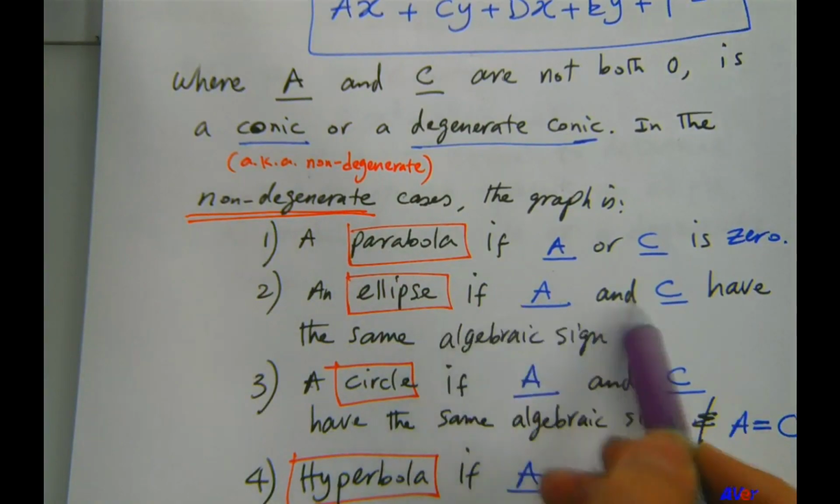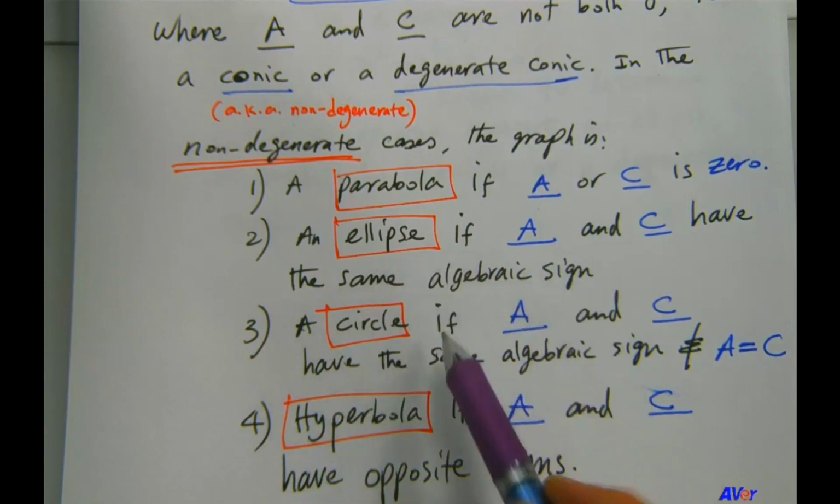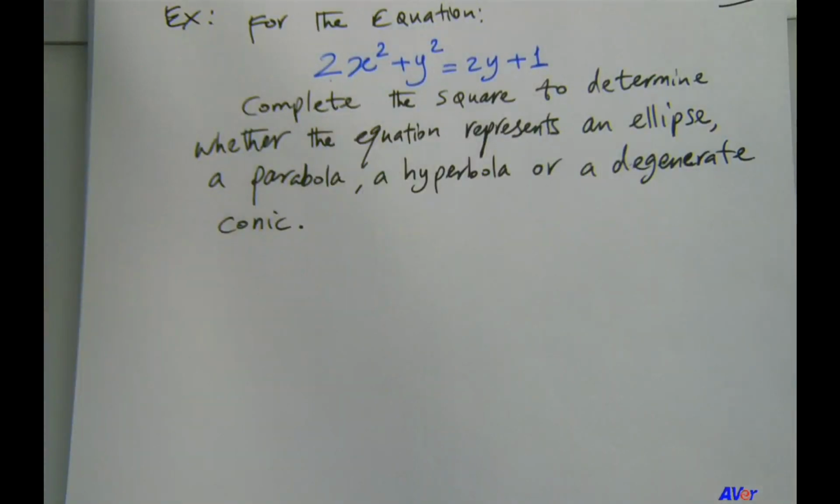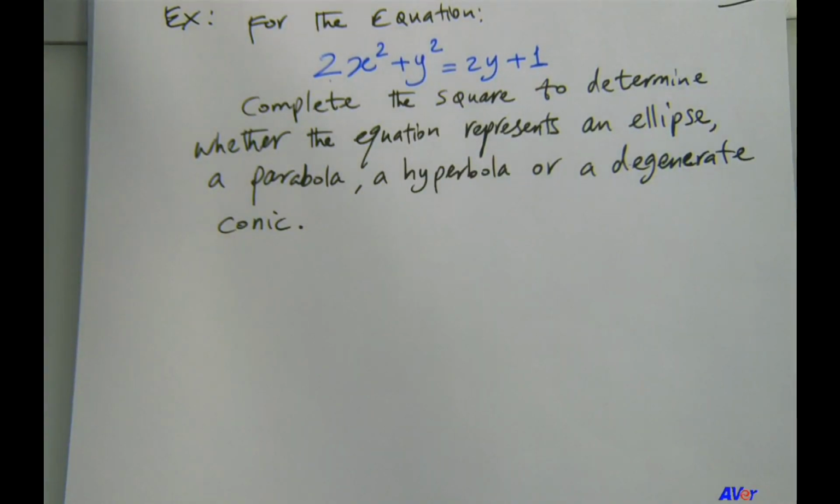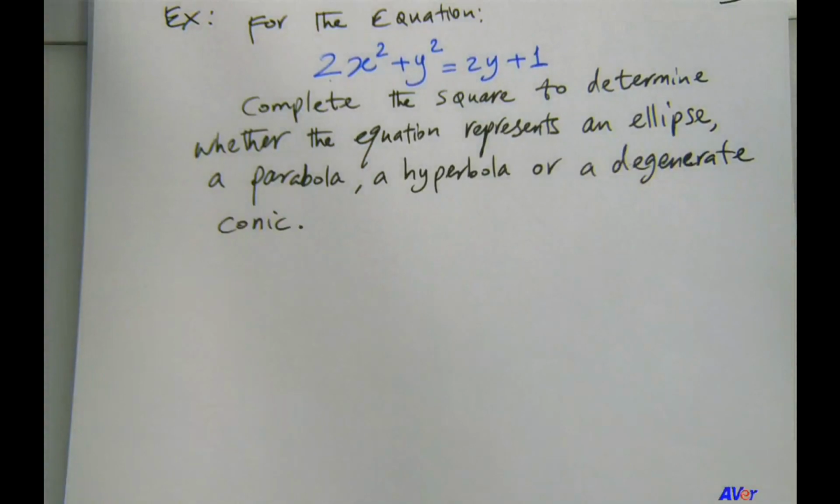If the A and C in this equation have the same algebraic sign, then that would be an ellipse. A circle if A and C have the same algebraic sign and the two are equal in value, and a hyperbola if A and C have opposite signs. Okay, so we need to discover that. We need to complete the square for this equation and determine which of these conic sections we have with this. Or it could be a degenerate case, okay, and we'll find that out too.